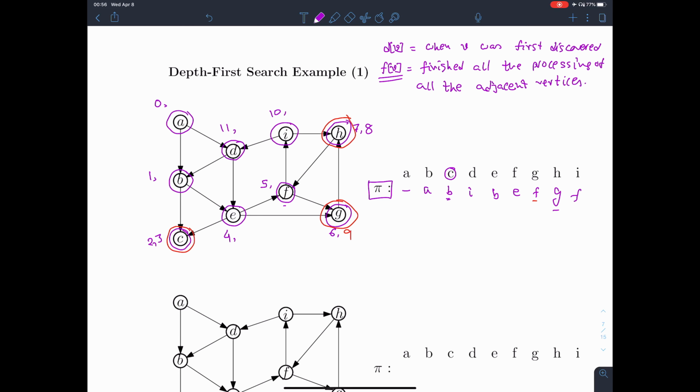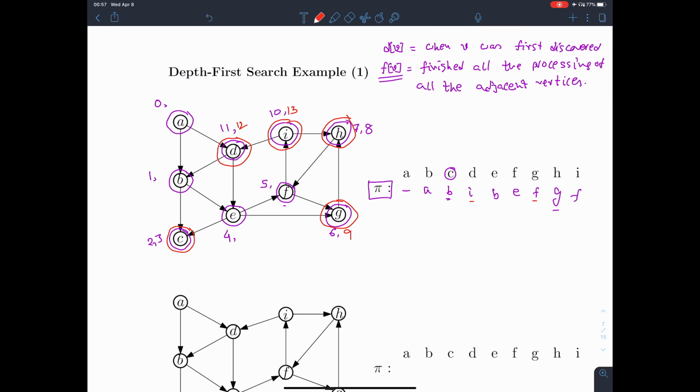Next, we try to find any undiscovered vertex of D. There is no vertex that is adjacent and undiscovered, so we can finish processing with D. That means we finished processing D at time 12. What is the parent of D? Parent of D is I. Is there any vertex that is adjacent to I but not discovered? No. So we can finish processing with I. The time that we finish processing with I is 13.